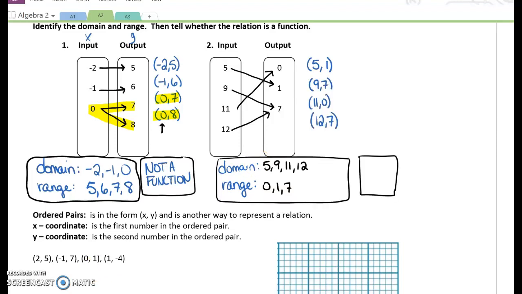The domain is 5, 9, 11, 12. The range is 0, 1, 7. Is this one a function? Yes. The 5 only goes to the 1, the 9 only goes to the 7, the 11 only goes to the 0, the 12 only goes to 7. Having repeated y values is totally fine as long as you don't have repeated x values. So really the key is if you have repeated x values, it is not a function.